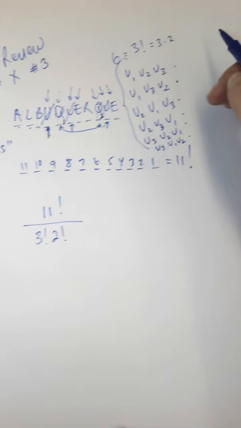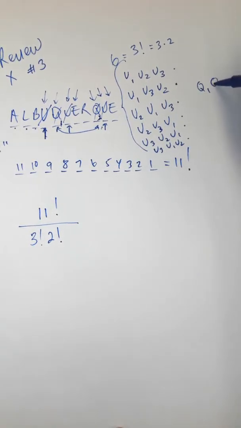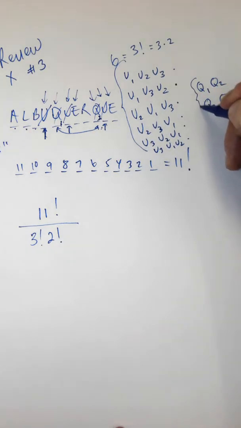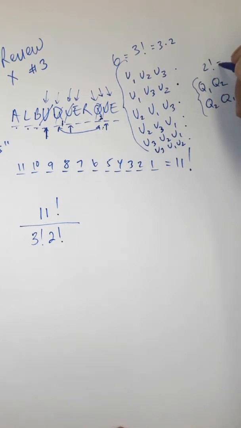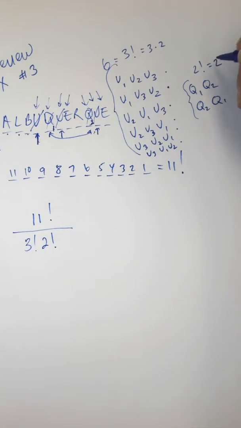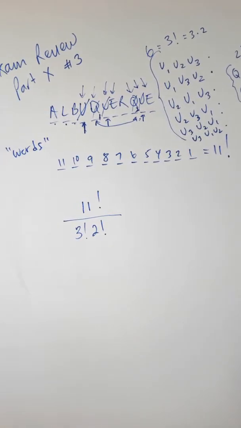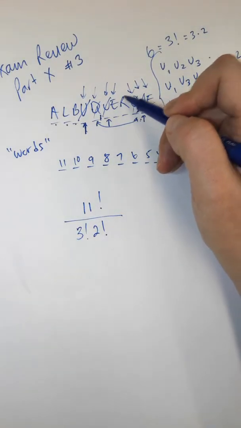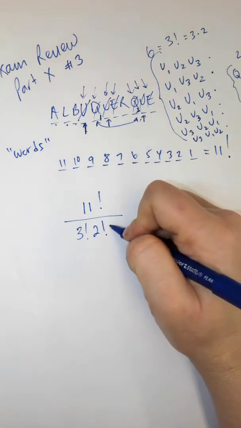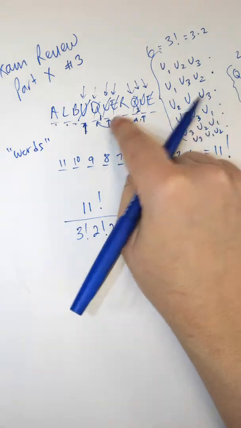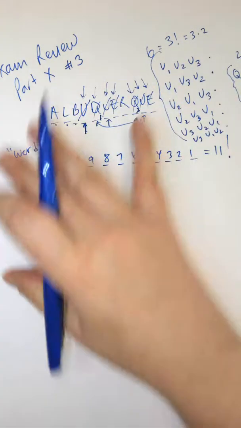Because think about this. Q1, Q2, and Q2, Q1 are the only ways we could rearrange the Q's. So there's 2 total. And it turns out that 2 factorial is just 2 times 1, which is 2. So let's see. Oh my gosh, we still have duplicate letters. There's the E's. There's 1 E, 2 E. So we have to have 2 factorial below to represent that there are 2 ways of rearranging the E's throughout the words.